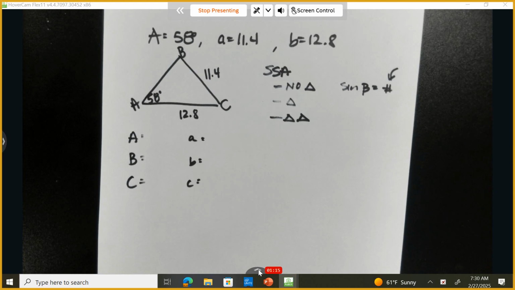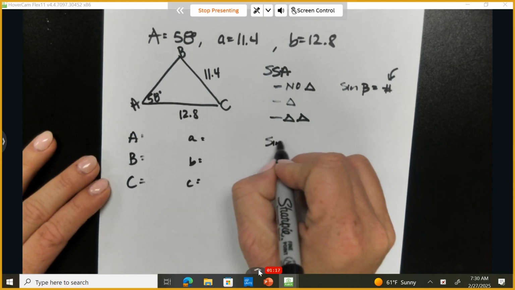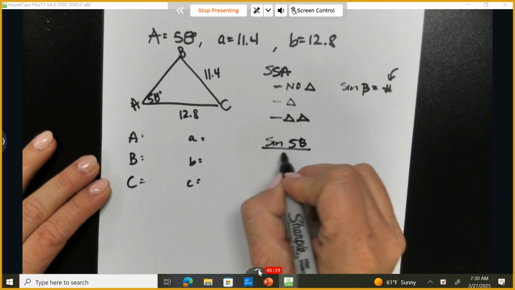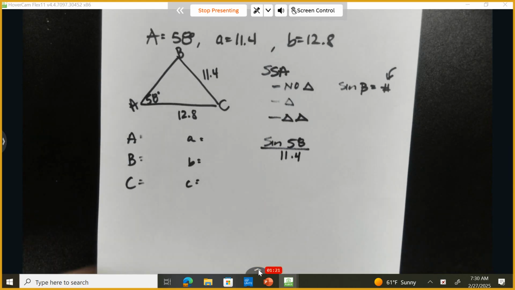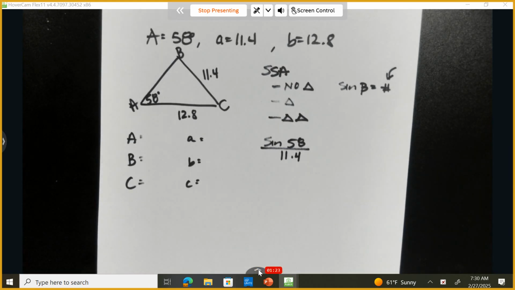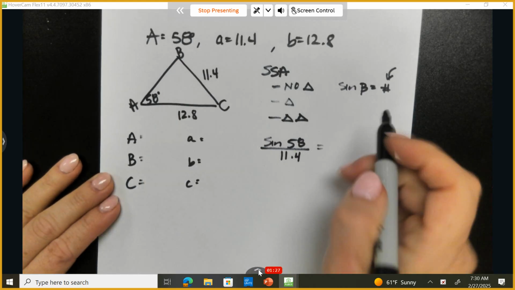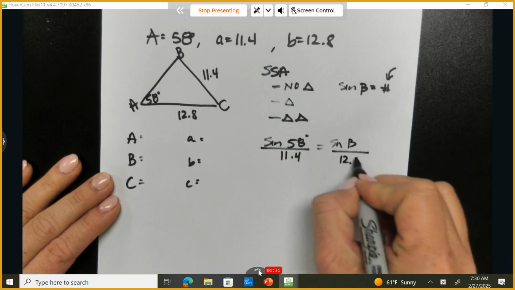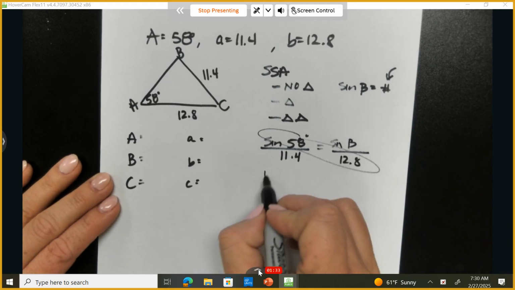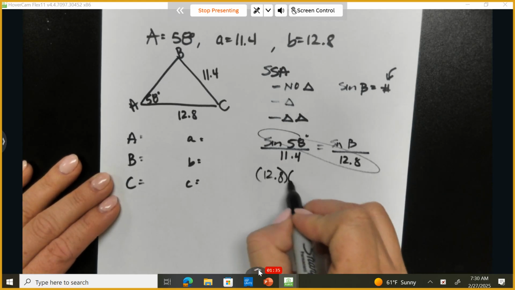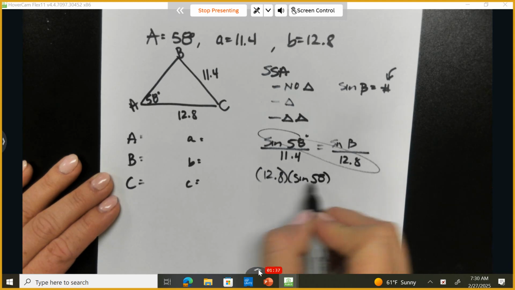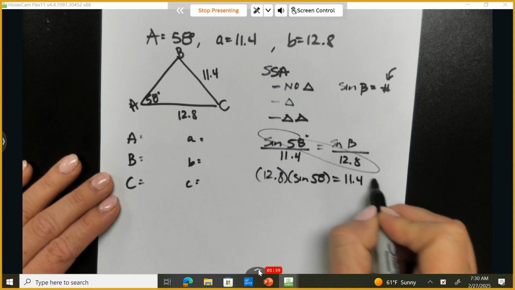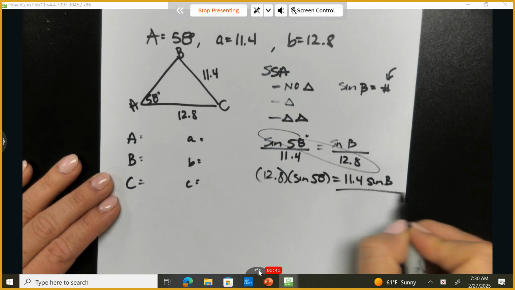Okay, here's the very first part. I'm going to take the sine of A divided by side A. And by the way, you're welcome to do the length of A over the sine of A as long as you keep that same pattern. And then let's go with the other one. Let's do sine of B over side B. And now I'm going to cross multiply. So 12.8 times the sine of 58 degrees is equal to 11.4 times the sine of B.